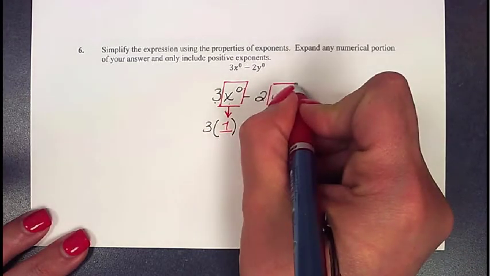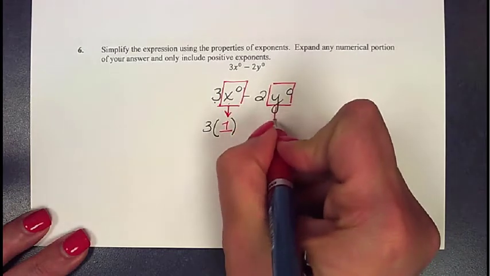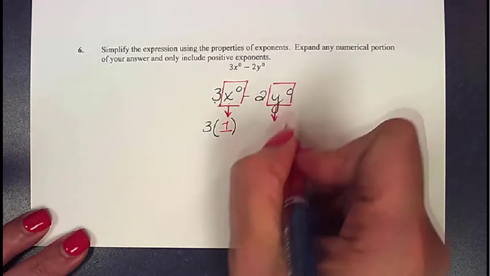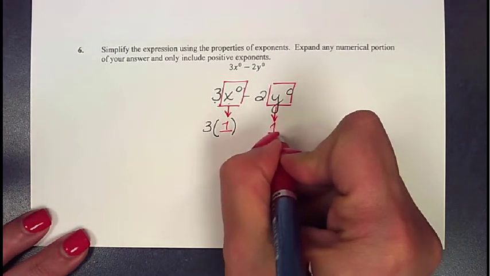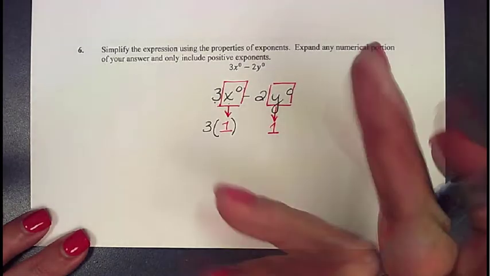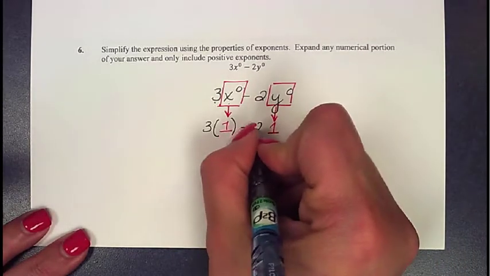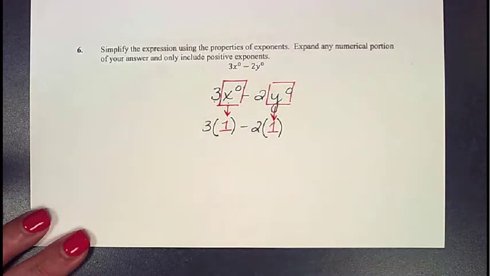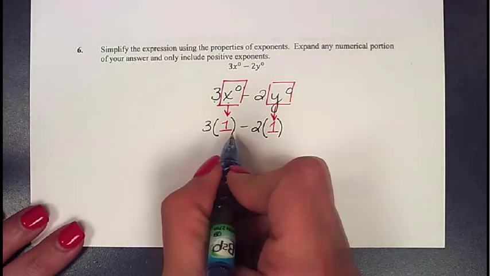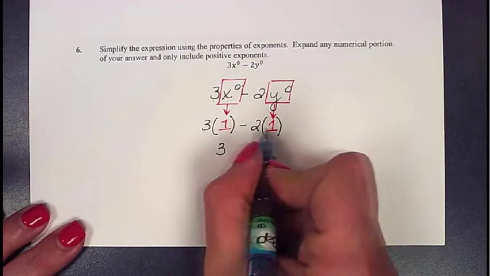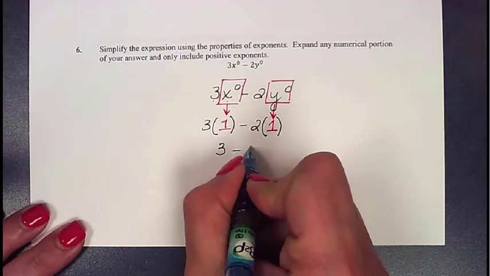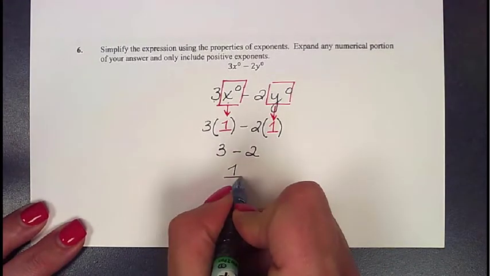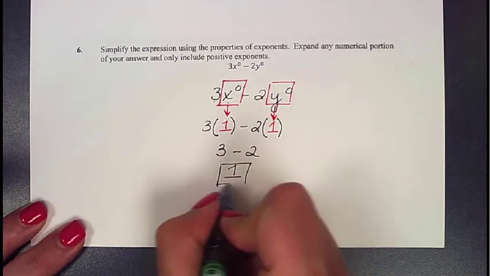Y is what's being raised to the 0 power. So this is going to be a 1. But the 2 is going to stay just the way it is. So this will be 2 times 1. So then we have, well, 3 times 1 is 3. 2 times 1 is 2, so we have 3 minus 2, and we do happen to get an answer of 1. That was just a coincidence.